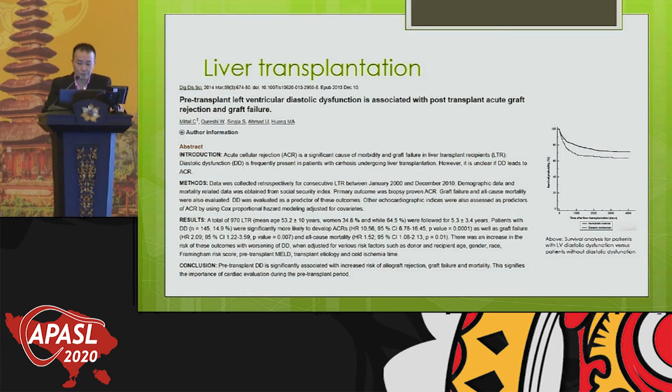Now, it's not exactly clear why diastolic dysfunction should be associated with increased allograft rejection and graft failure, but some speculated it may be due to upregulation of pro-inflammatory cytokines, and maybe the elevated venous pressures are resulting in decreased clearance of these pro-inflammatory cytokines.